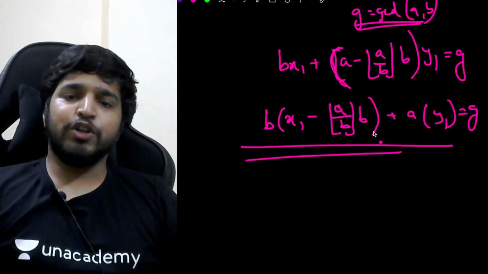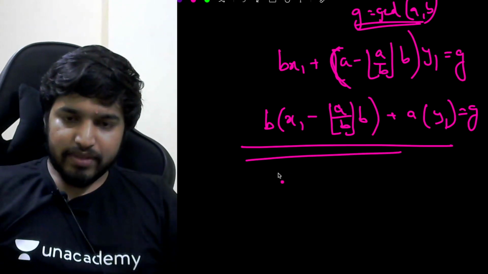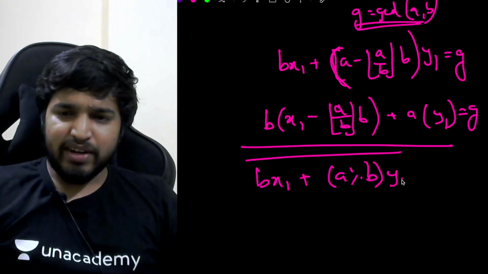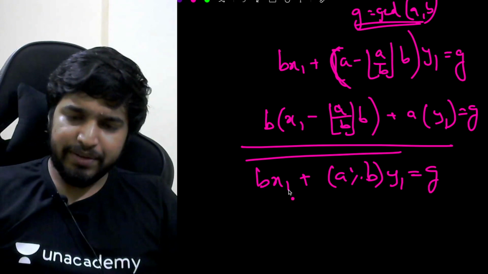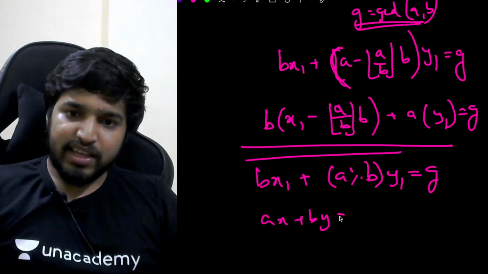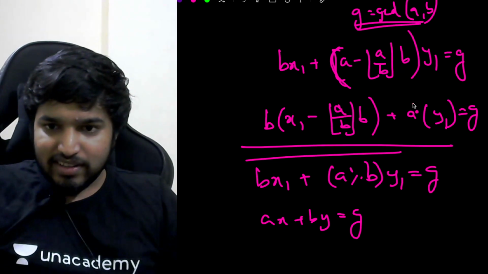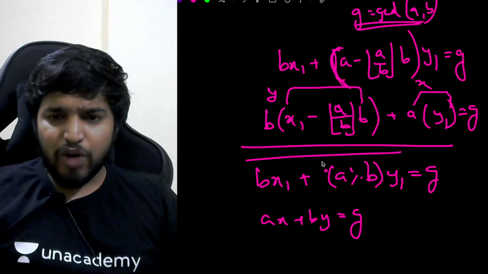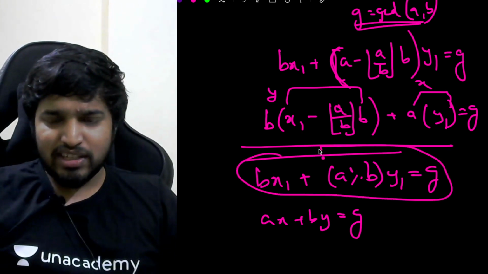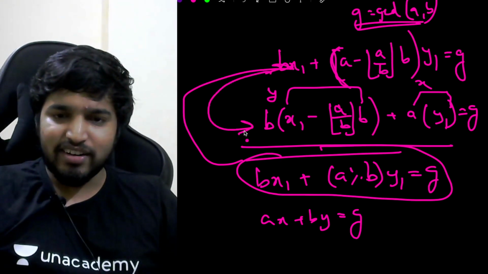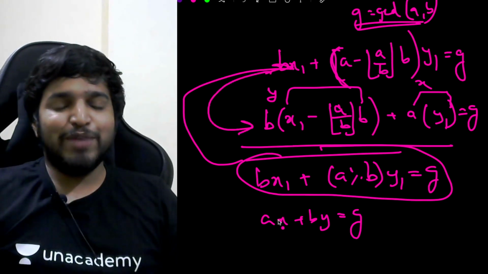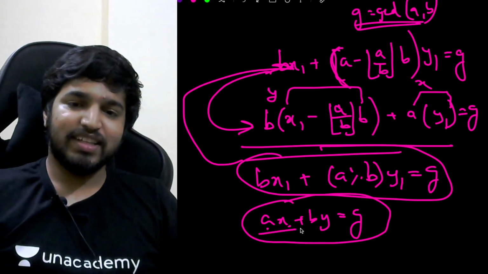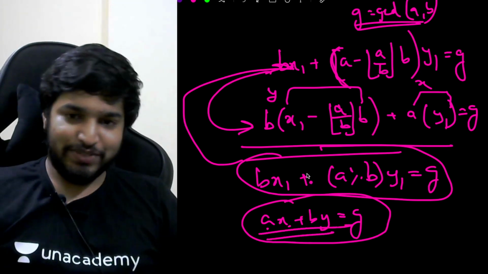So if we have the solution for bx1 plus A modulo B into y1 equals G, we can directly find the solution for ax plus by equals G. How? Look at this part. This is the x part. This is the y part. How did we get this? Since x1 and y1 are solutions to this, from here we went here, and we rearranged the terms to see what comes next to x and what comes next to y. Got it? And that way we get the solutions for ax plus by equals G.